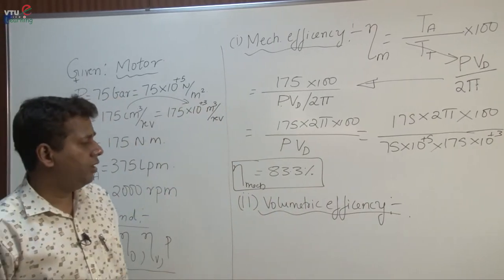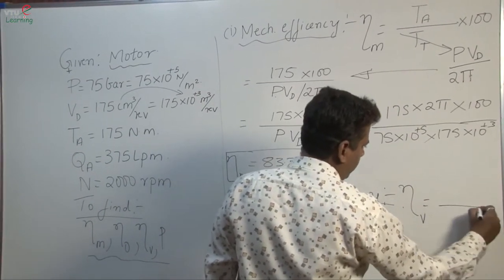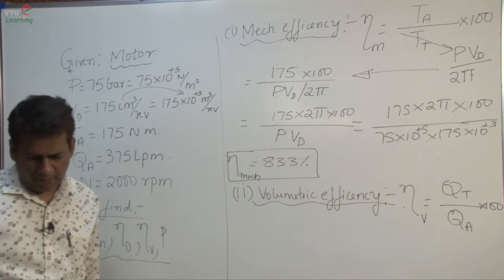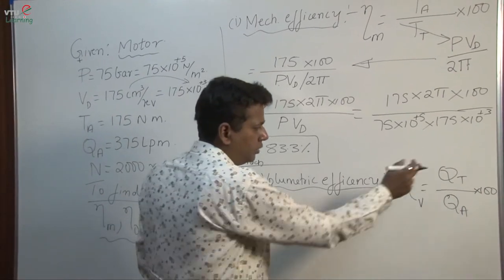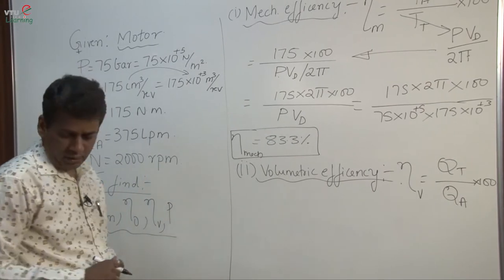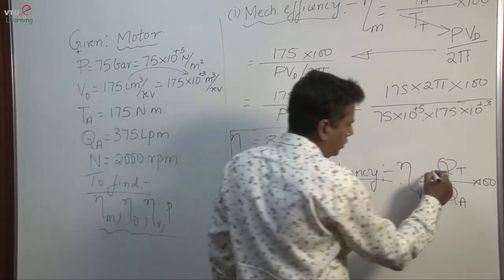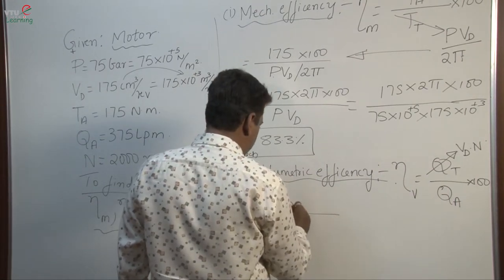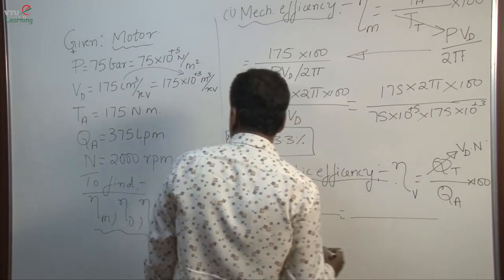So how do you calculate volumetric efficiency? Volumetric efficiency is calculated as Q theoretical by Q actual into 100. For a motor, please understand, it is different from a pump. For a motor it is theoretical by actual; for a pump it is the reverse, right? So we have to find out Q theoretical by Q actual. Q theoretical, as you know, is equal to VD into N. So you come back: VD N by Q actual, right? So you substitute the values. VD is how much?